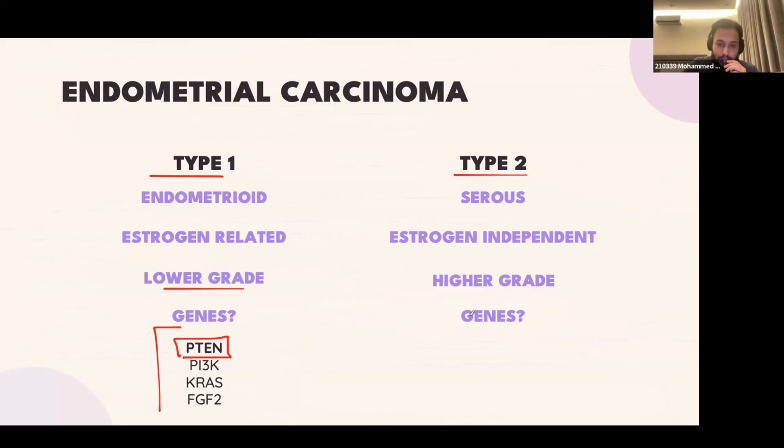Okay, now what's the most important gene in type 2? Okay, good. P53. Here's another 3 others: PI3 kinase, CHD3, and a bunch of letters. Again, memorize 4. Okay, so that's basically endometrial carcinoma in a nutshell.